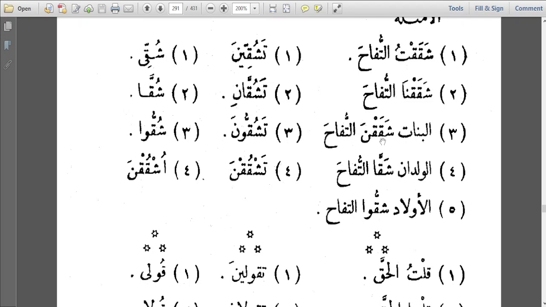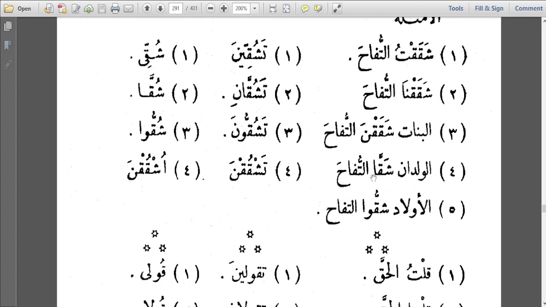Al-banatu shaqaqna at-tufah. See, shaqaqna here is shaqaqna with a madda, and here shaqaqna. Now shaqaqna here is conjugated to nahnu shaqaqna. We cut the apple into pieces. And then we have here al-banatu shaqaqna. This noon here is showing feminine plural, as you are already aware of. So the girls cut the apple into parts, or into pieces.